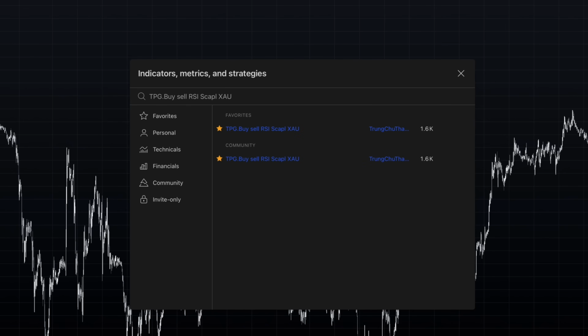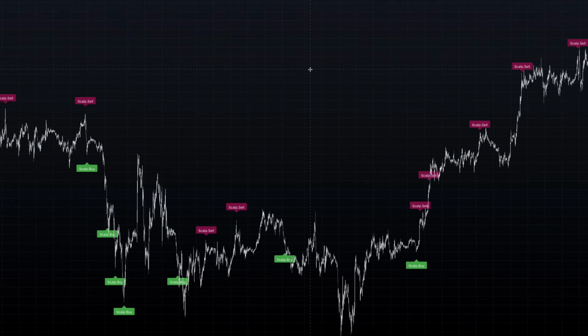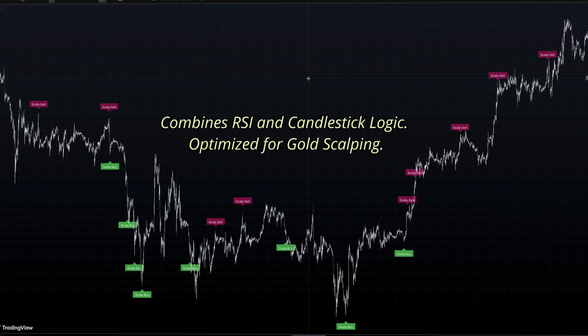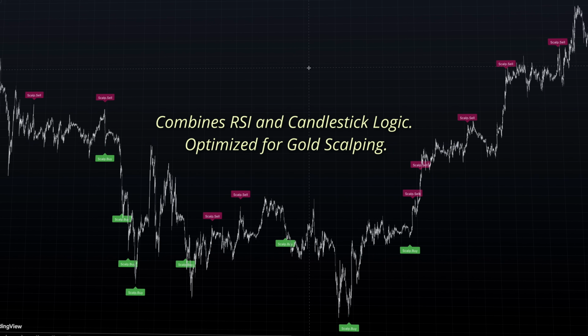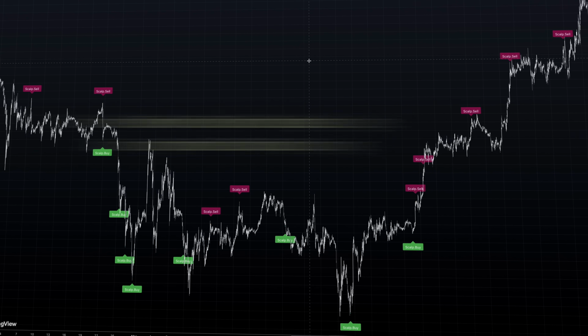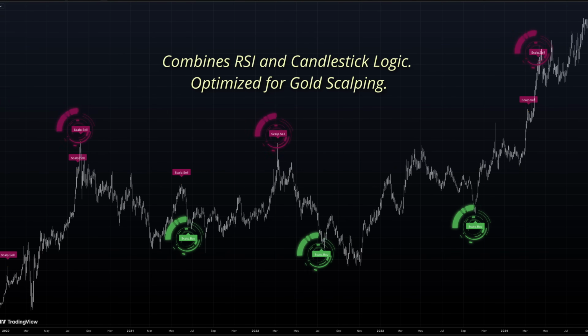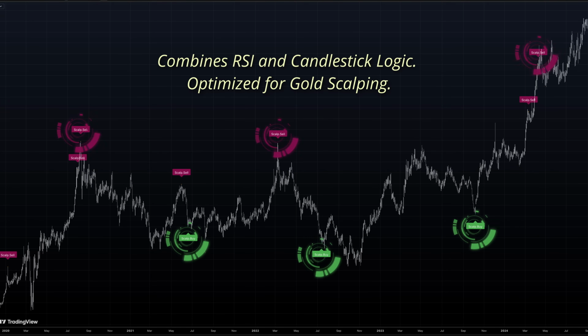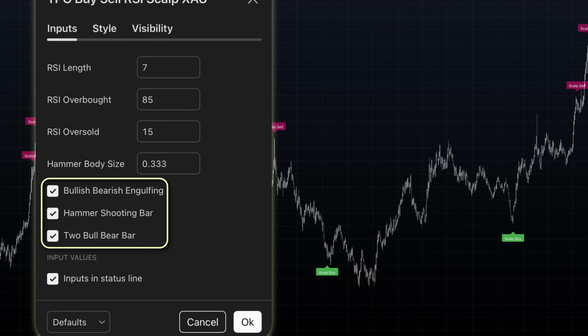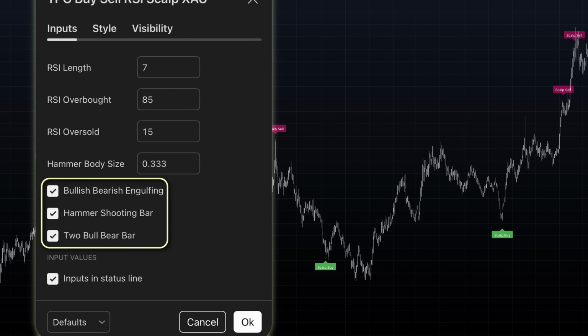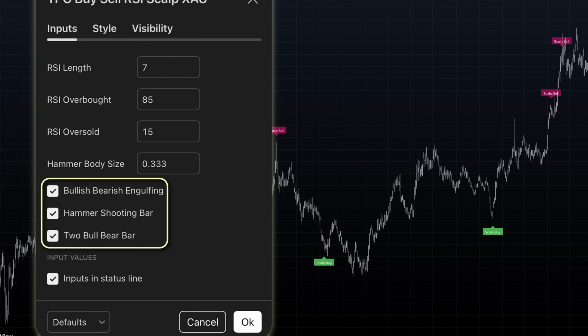TPG Buy-Sell RSI Scalp. Created by Trung Chu Than, this Pine Script indicator merges RSI momentum analysis with candlestick pattern recognition to generate scalping signals, specifically optimized for trading gold. It identifies entry opportunities using a combination of RSI extremes and candlestick formations, including engulfing patterns, hammers, shooting stars, and consecutive bullish or bearish candles.